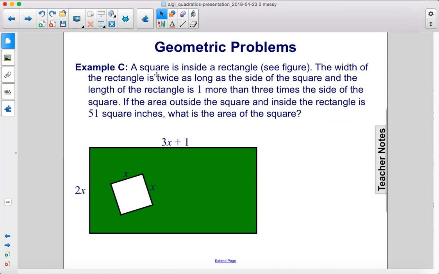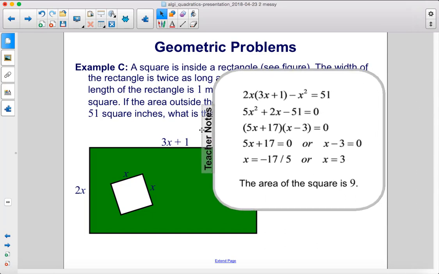Example C. A square is inside a rectangle like this. The width of the rectangle is twice as long as the side of the square. So the side of the square is x, then this width is 2x. And the length of the rectangle is 1 more than 3 times the side of the square. So we have 3x plus 1. If the area outside the square and inside the rectangle, the green area, is 51 square inches, what is the area of the square?